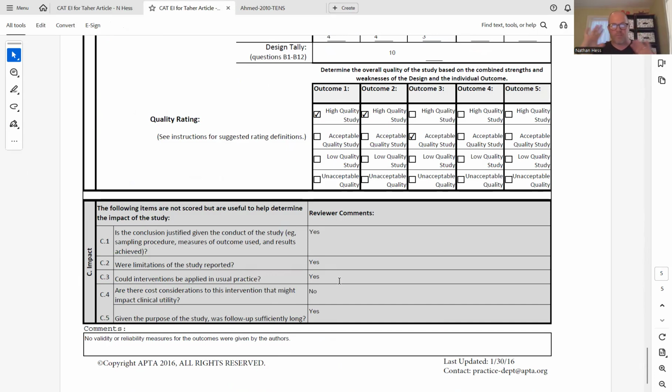Could the interventions be used in usual practice? In other words, was this some crazy something that only people who are very talented and have lots of money can do? No, you get a TENS machine, you can do this. So there are no cost considerations that might impact clinical utility. And was the follow-up long enough? They give 30 days. I think that's plenty of time. So I made a comment saying no validity or reliability measures for the outcomes were given by the authors, just to make that statement there.